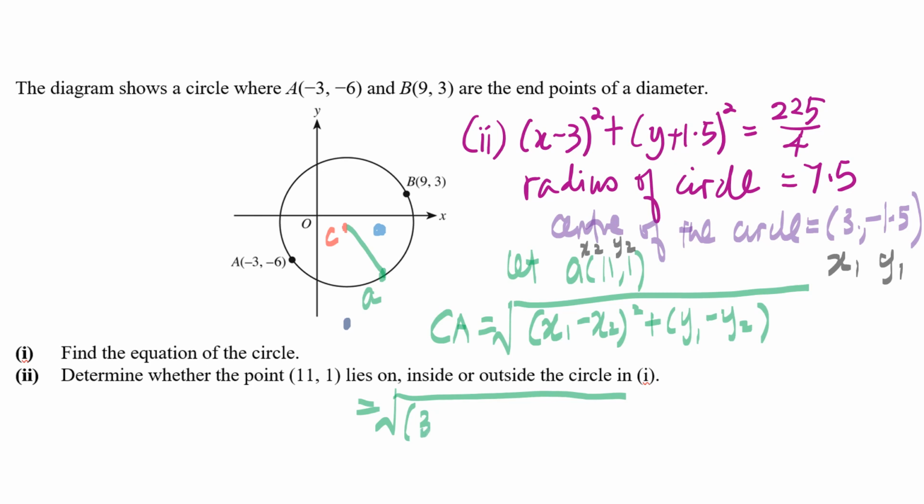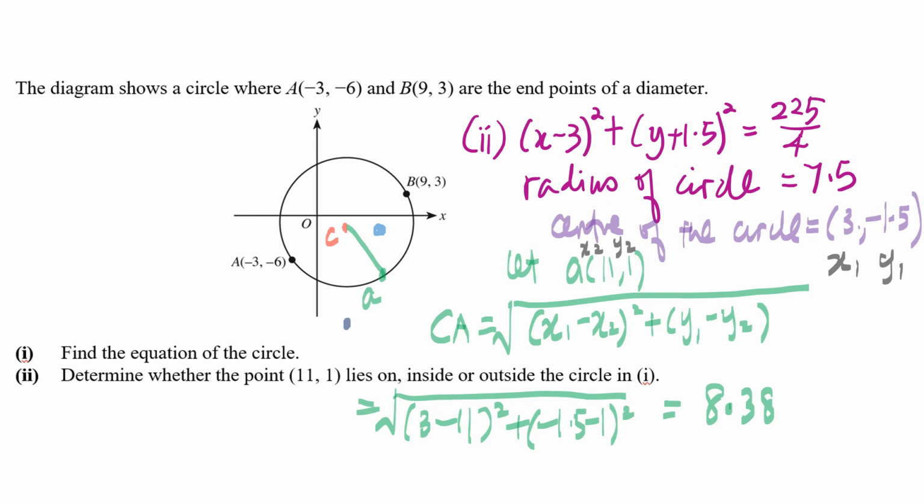So that will be 3 minus 11 squared. I'll bracket it first. Plus negative 1.5 minus 1 squared. So if you use the calculator to evaluate, I think you should get 8.38. So what does 8.38 tell you? Yes, 8.38 is actually more than the radius of the circle, that's 7.5. So therefore, the point actually lies outside the circle.